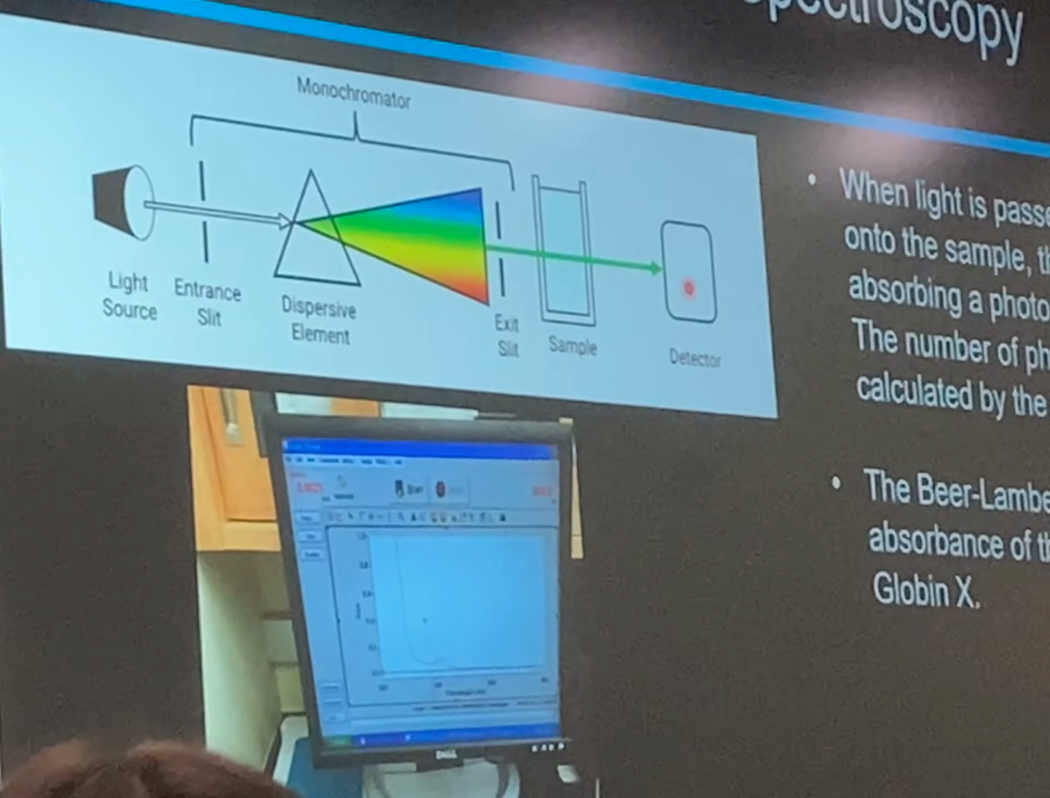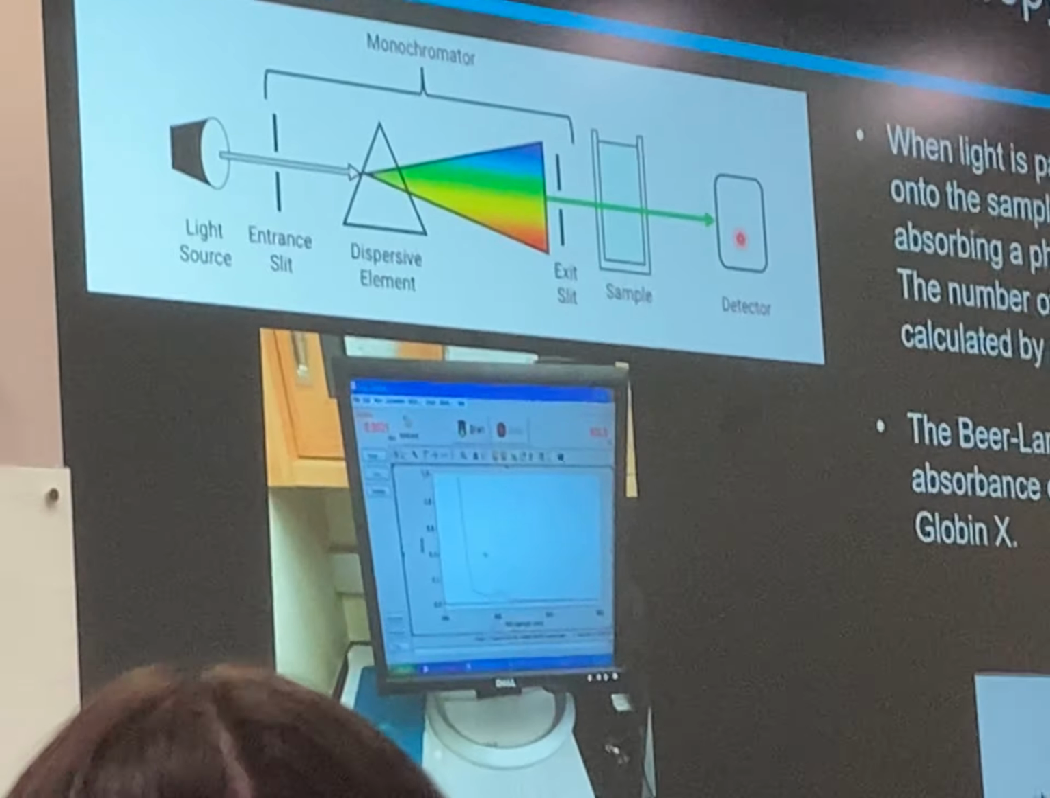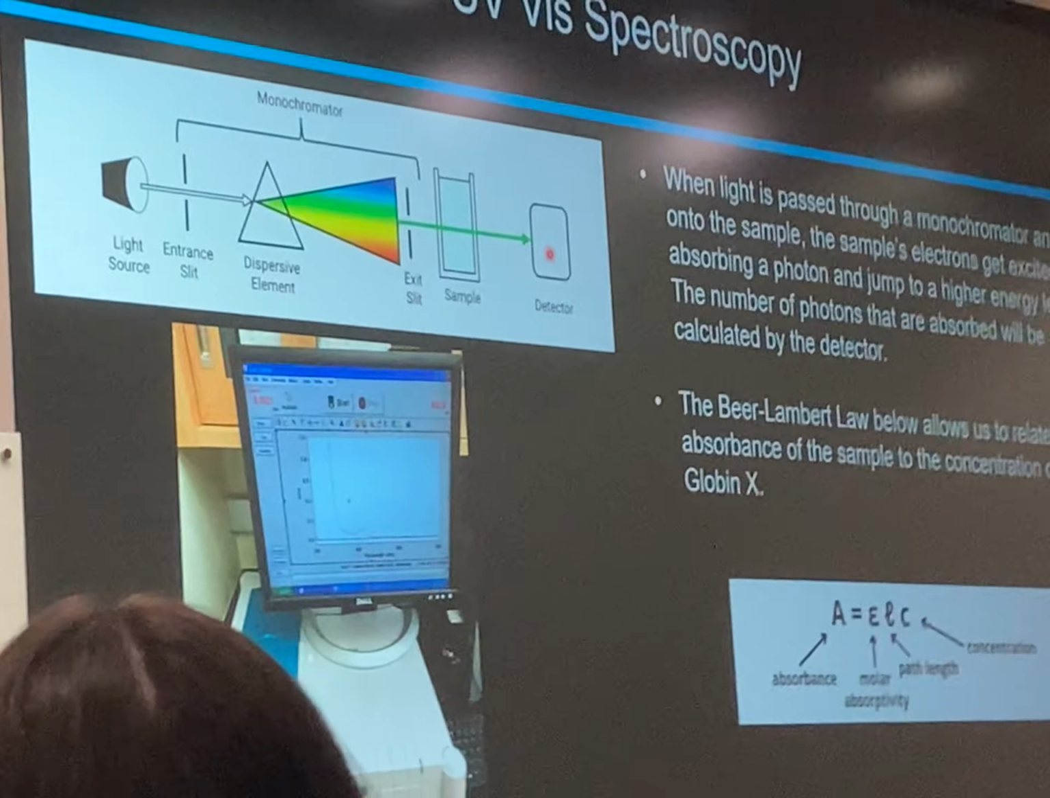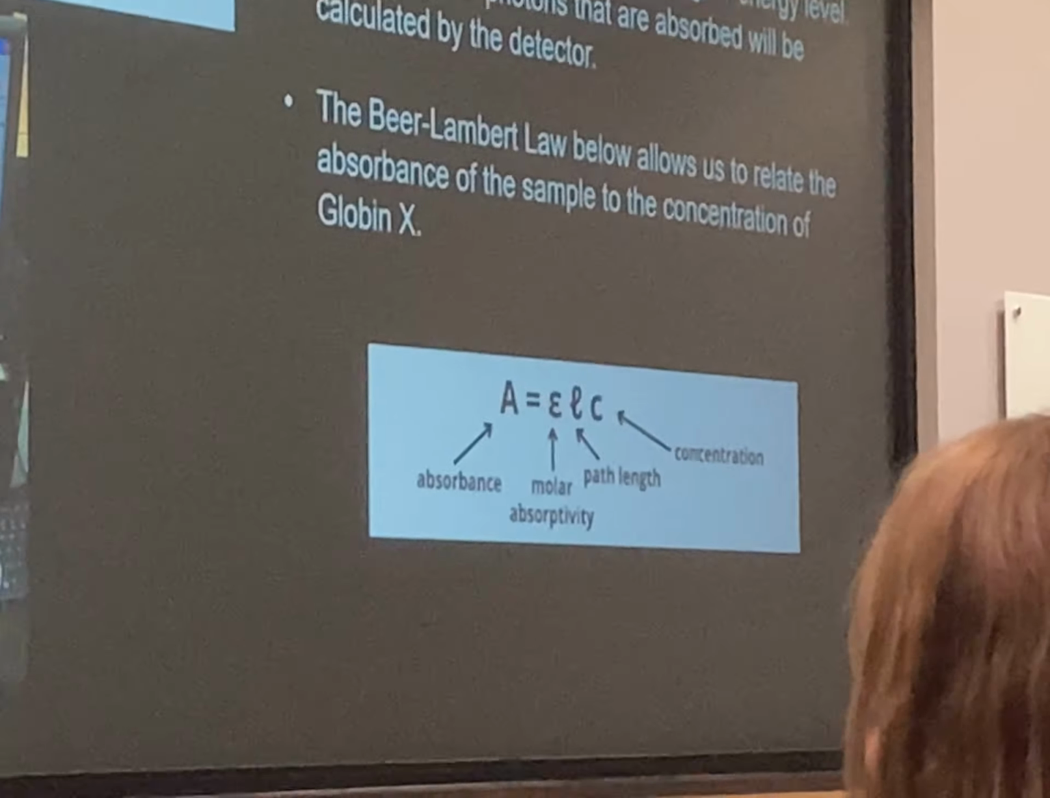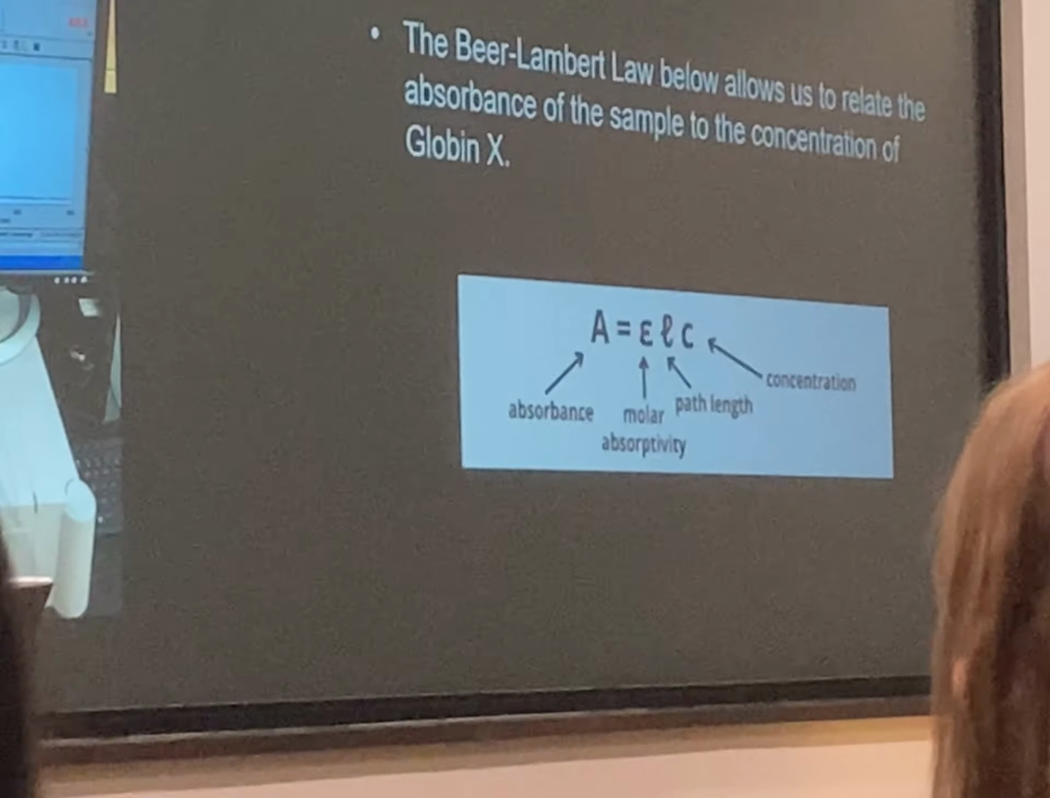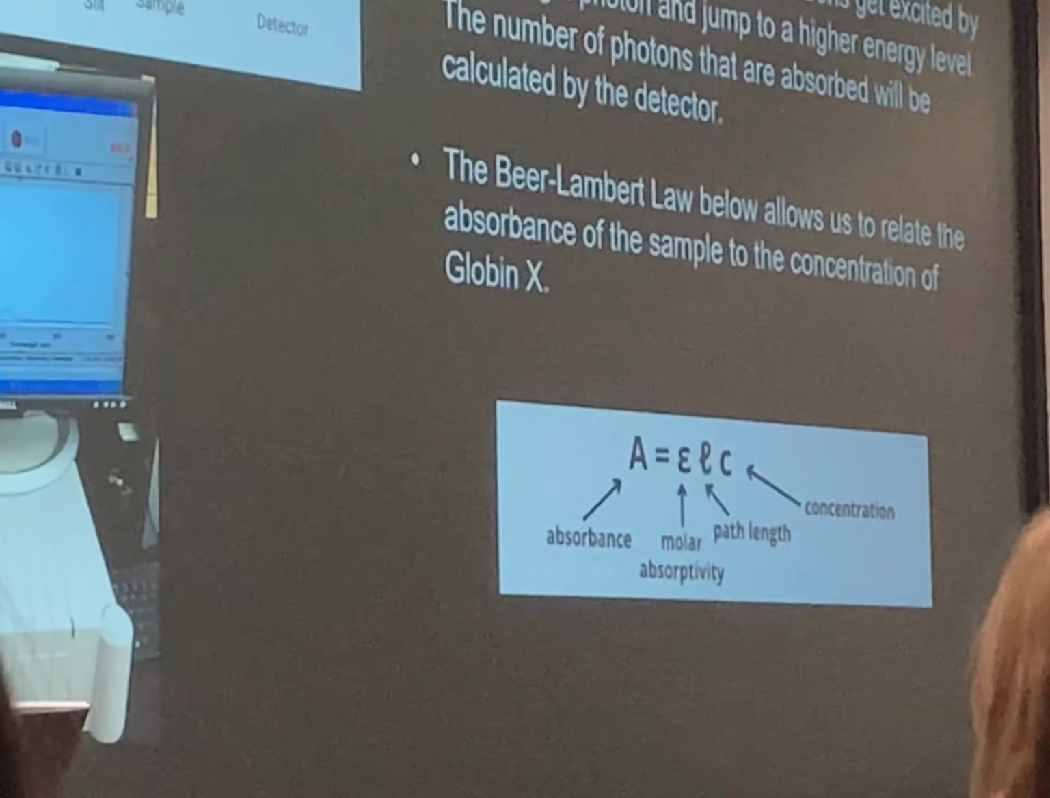What do we get after we find the absorbance value? We use the Beer-Lambert law below, which allows us to relate the absorbance of the sample to the concentration of globin X by solving for C.